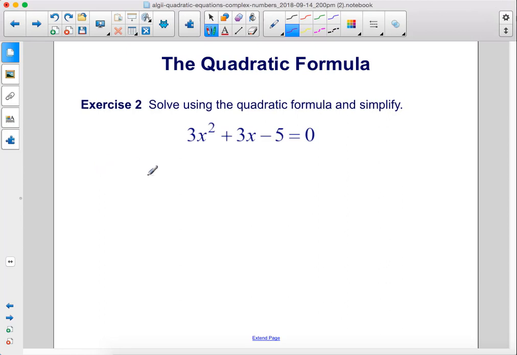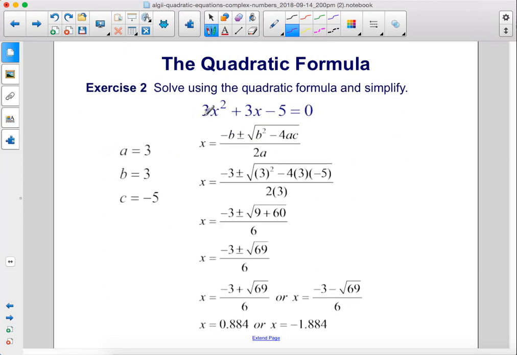Exercise 2. Solve using the quadratic formula and simplify. Alright, for this equation, we have an a value of 3, b is also 3, and c is negative 5. So in this step, we plug in all of our values, we simplify, and we get that x equals negative 3 plus or minus the square root of 69 over 6. So that gives us two possible solutions, the plus sign or the negative sign. And when you use a calculator, we get x equals 0.884 or x equals negative 1.884.